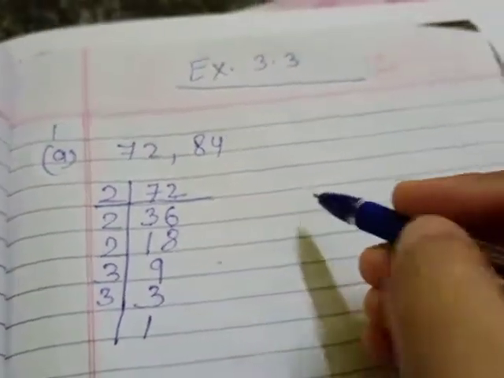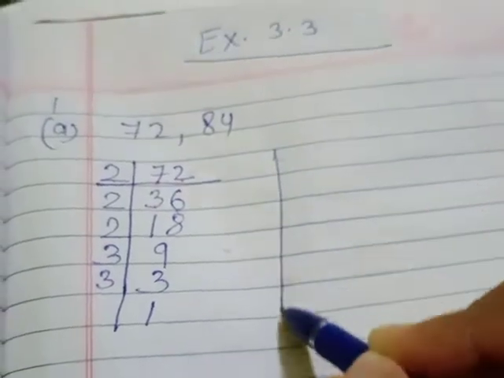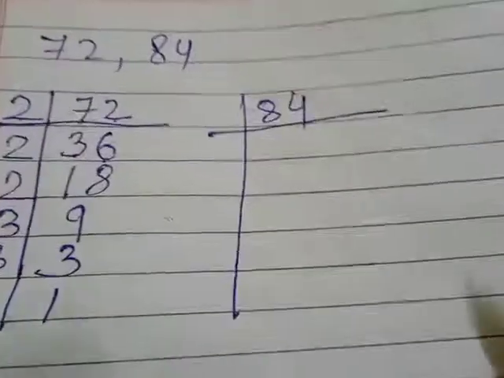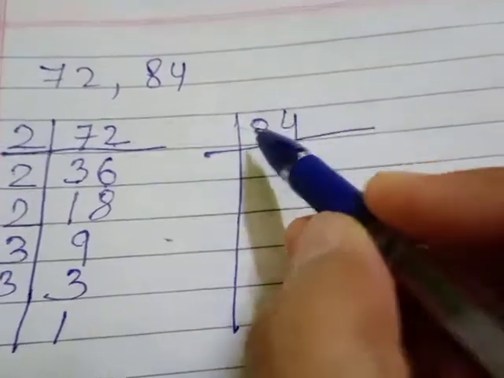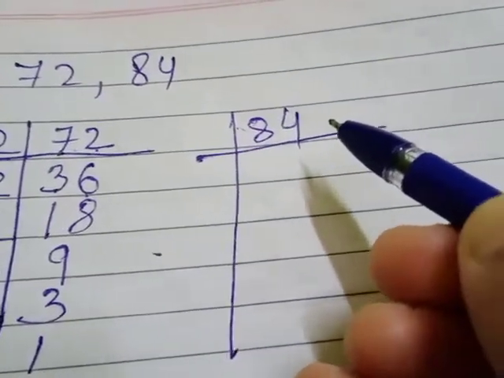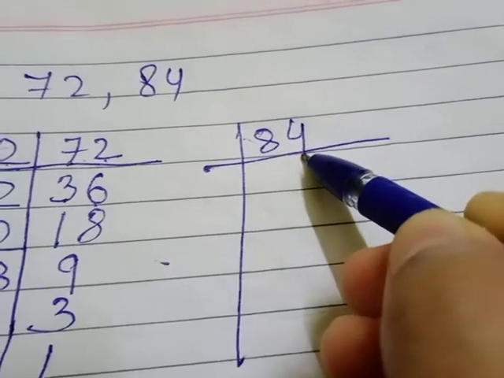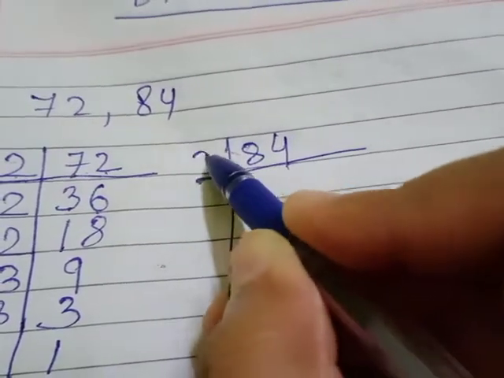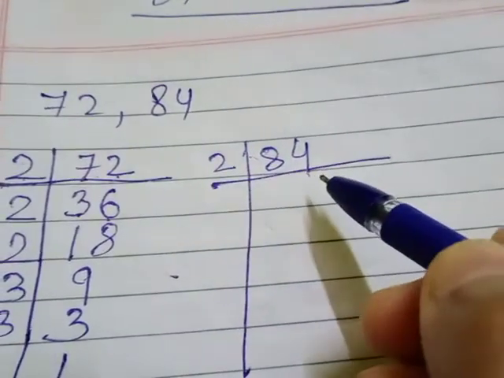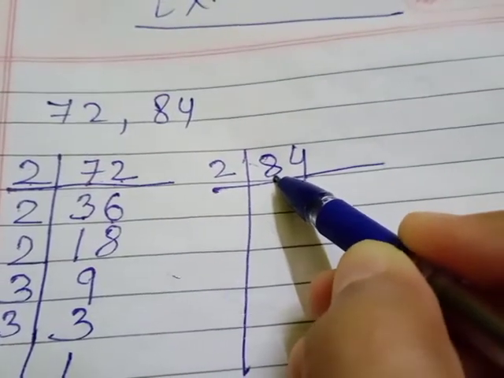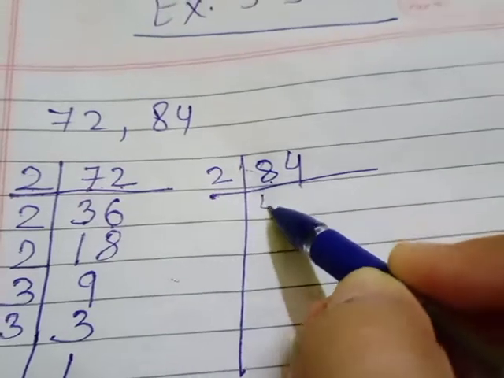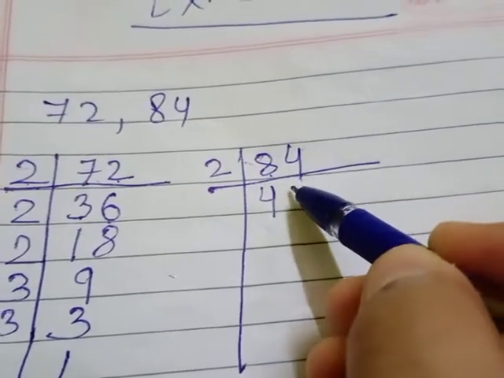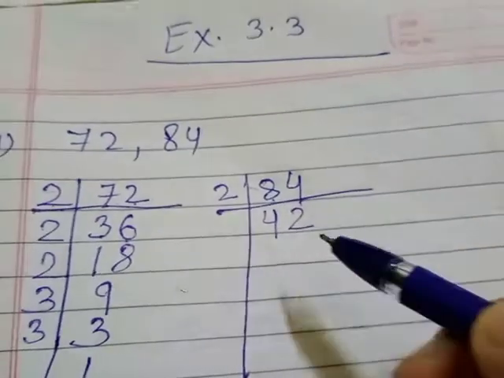After this, we will find the prime factors of 84. What are the prime factors of 84? Again, we will begin with 2 only. Why will we begin with 2? Because we have 4 in the ones place, which is an even number. So we'll write here 2. In the table of 2, 8 comes how many times? 4 times. So we'll write here 4. In the table of 2, 4 comes how many times? 2 times. So we'll write here 2.